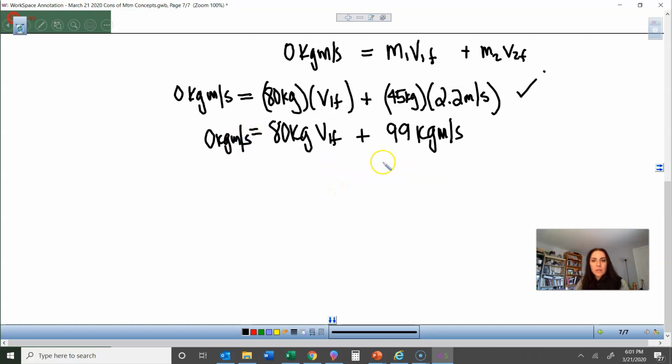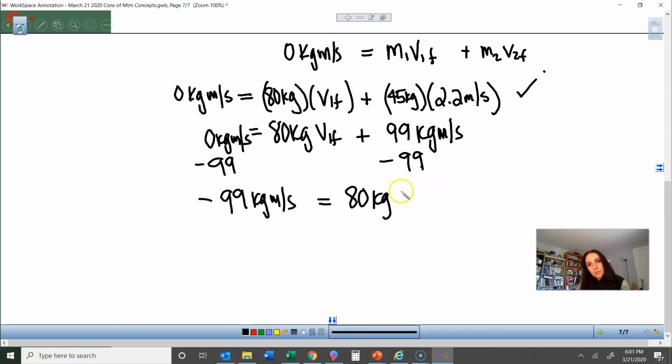Okay, so the first thing I have to do is actually subtract 99 on both sides. This is where the negative comes in. So I get negative 99 kilograms meters per second is equal to 80 kilograms times V1F. So 99 divided by 80 is 1.24. We'll round. By the way, this is negative 1.2 meters per second equals V1F.